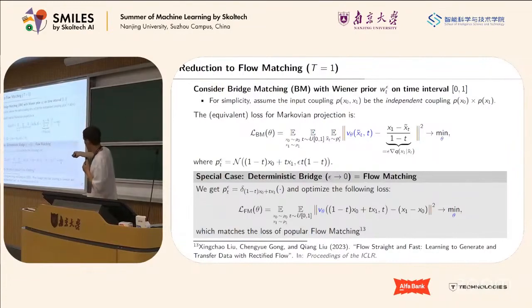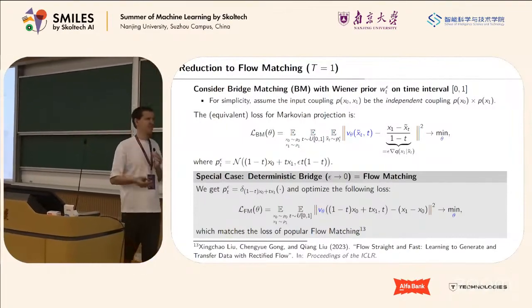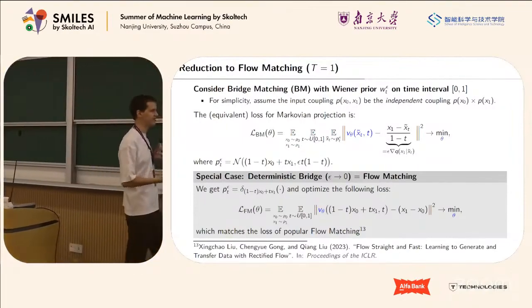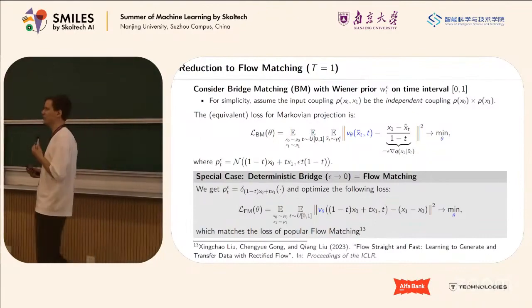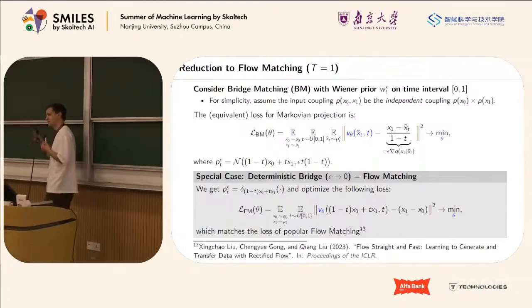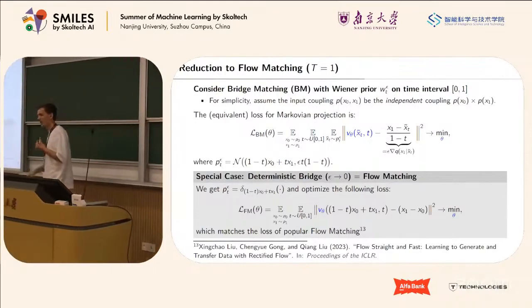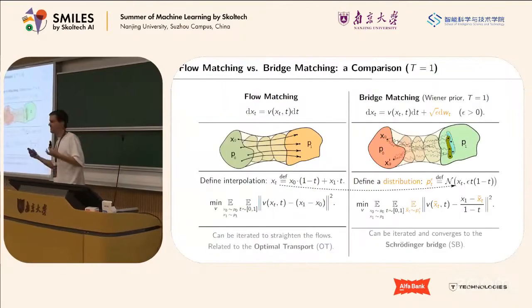This will be equivalent to what we have in flow matching. Roughly speaking, flow matching is a specific deterministic case of bridge matching, which appears in the limit when we consider a linear process prior with variance decreasing to 0. And this is the relation.